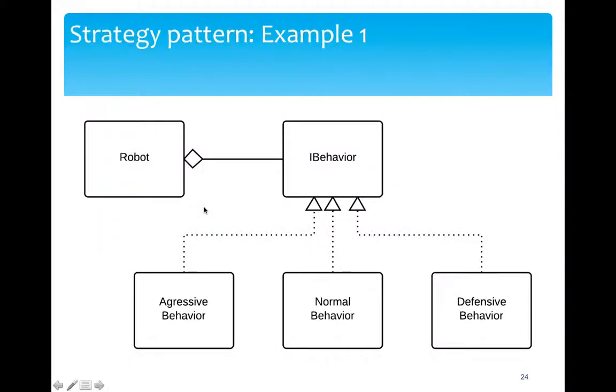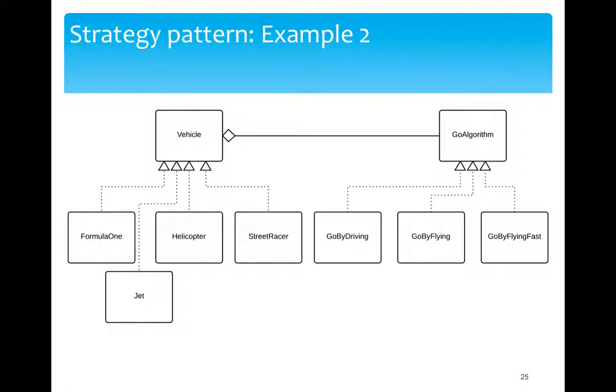So another example is a vehicle example. We have a vehicle, and then several kinds of vehicles. We have a Formula 1 race car, a helicopter, a street racer, and a jet. And then all the vehicles use a set of algorithms to drive: go by driving, or go by flying, or go by flying fast. Those are a set of driving algorithms, and the interface Go algorithm provides a common interface for all the algorithms. So in this example, the vehicle is the context of the strategy pattern. Go algorithm is the strategy, and those 3 driving or flying algorithms are the concrete strategies.